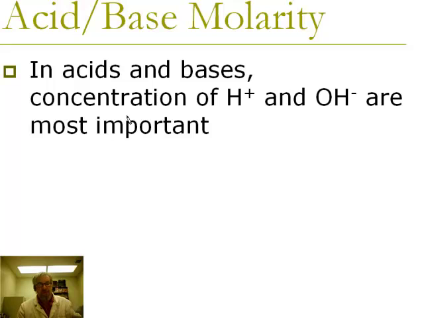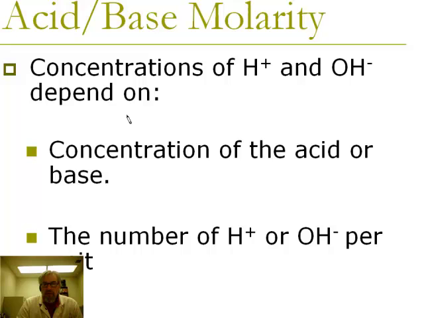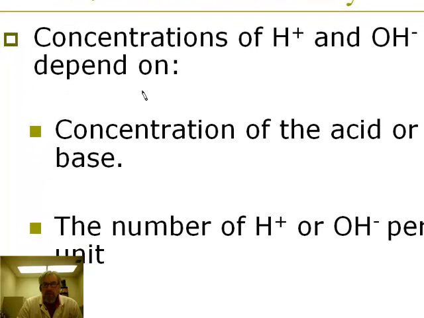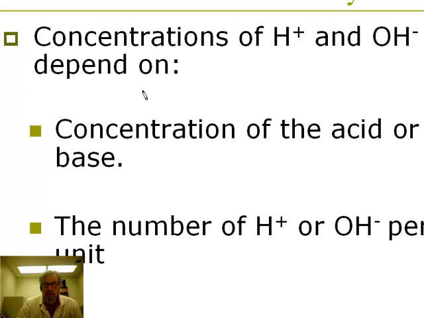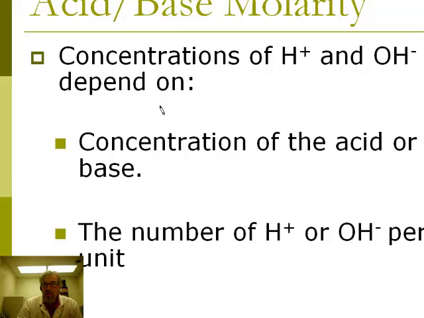In acids and bases, it's the concentration of the H plus and the OH minus that eventually end up in the solution that are the most important to us. They're the ones that you have to consider the most carefully. So the concentrations of H plus and OH minus depend on two things. What is the concentration of the acid or the base that's the source of that H plus or OH minus? And then the second thing is, per unit of acid or base, how many H pluses or OH minuses are released? What do we mean by that? Let's look at some examples.